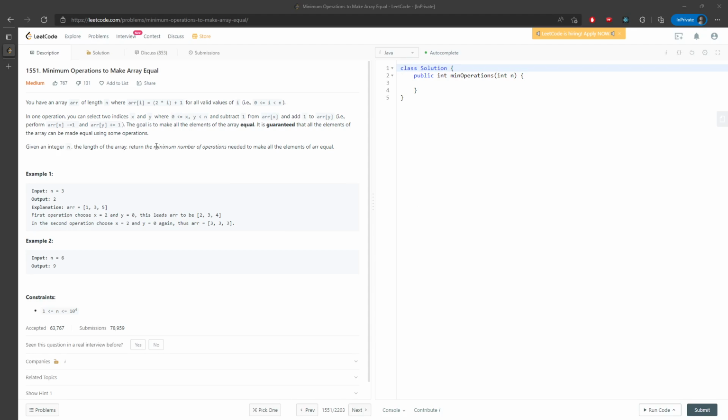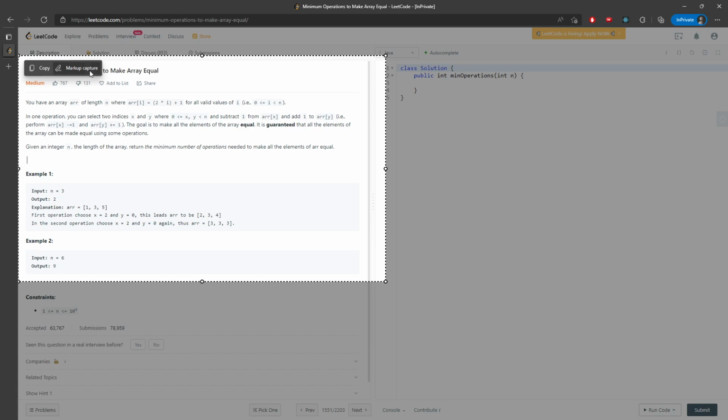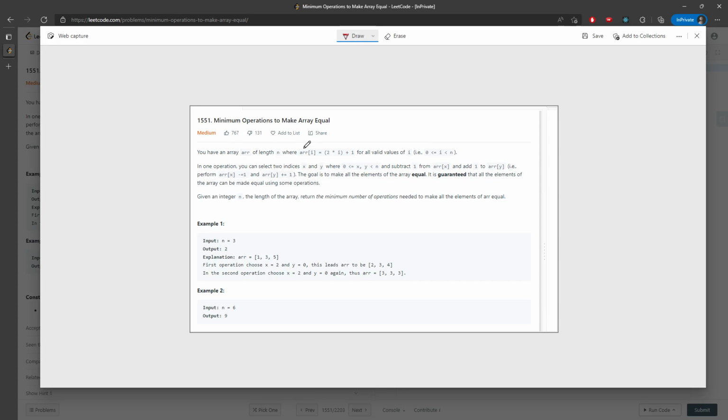Hello, let's talk about the minimum operations to make array equal. You're given the length n of the array, then we have to generate an array based on this calculation. And this is actually pretty straightforward. If you read through the question, you just have to find out how many times you can add on a number to be equal to itself.